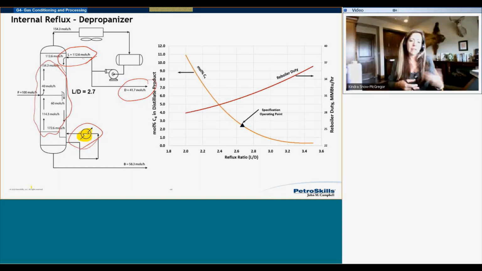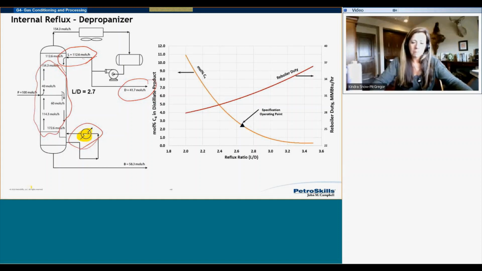And the columns that I have shown in this presentation are really quite simple, where I don't have side draw-offs with multiple side reboilers, etc. So things can get complicated, but if I lose control of the side reboiler, I get a hot spot or I get a cold spot, I know I'm going to have problems in terms of my column performance, because really the intent was to get good vapor liquid mixing on each tray.